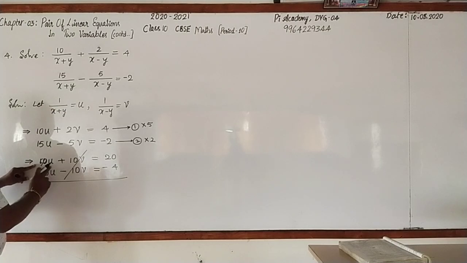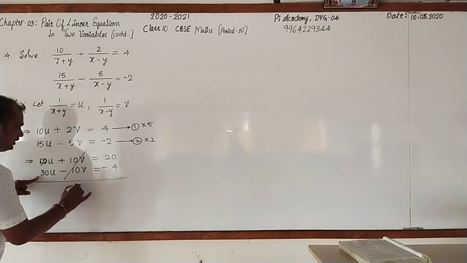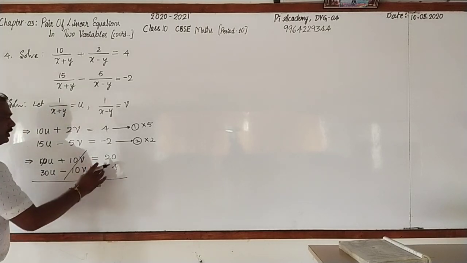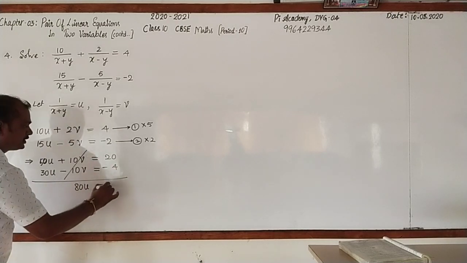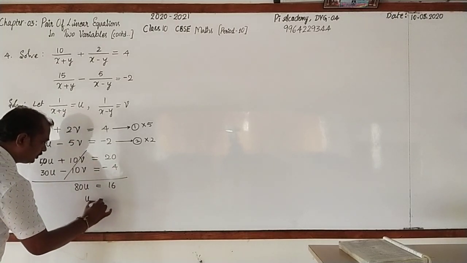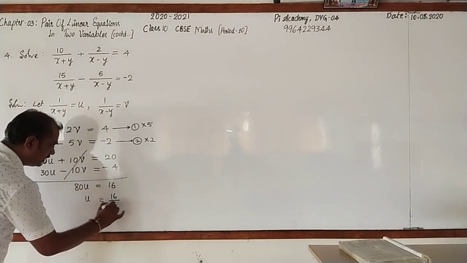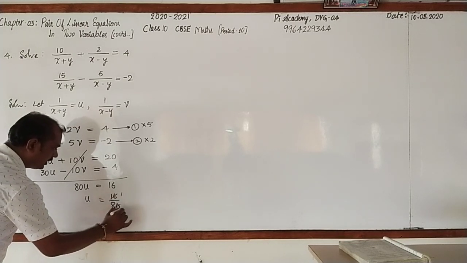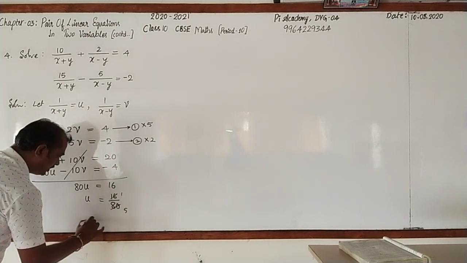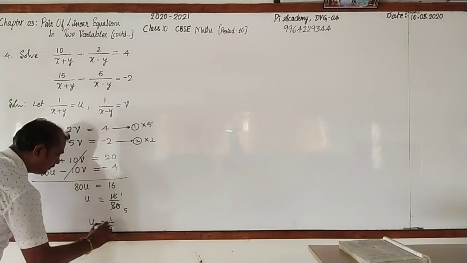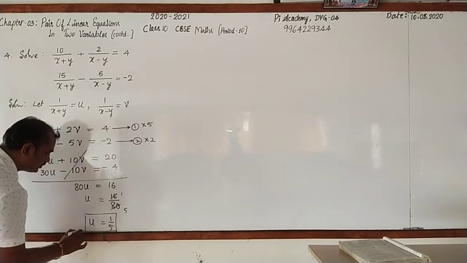What is 50u and 30u? You are right, it is 80u. Then what is 20 minus 4? This is 16. u equal to 16 by 80. 1s are and this is 5s are. Therefore, u equal to 1 by 5. Hope that you have understood.